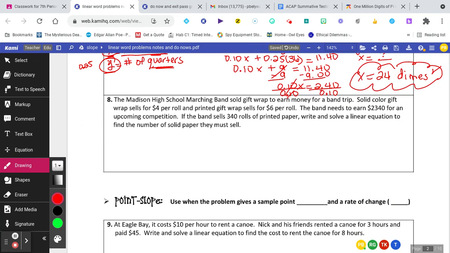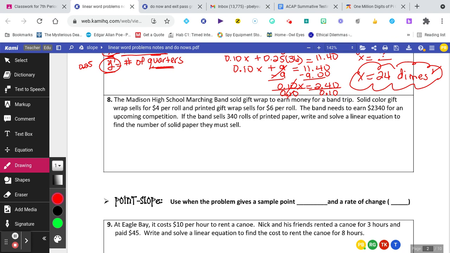All right, let's take a look at 8. And if you want to pause the video and try it on your own, you can. All right, on 8, it says the Madison High School Marching Band sold gift wrap to earn money for a band trip. Solid color gift wrap sells for $4 per roll, and printed gift wrap sells for $6 per roll.